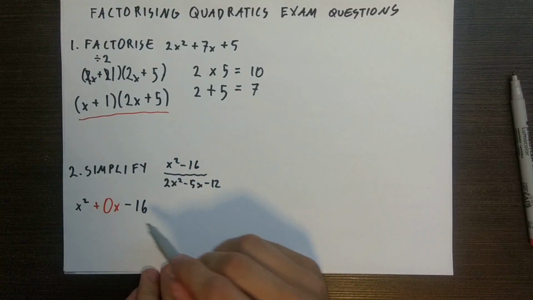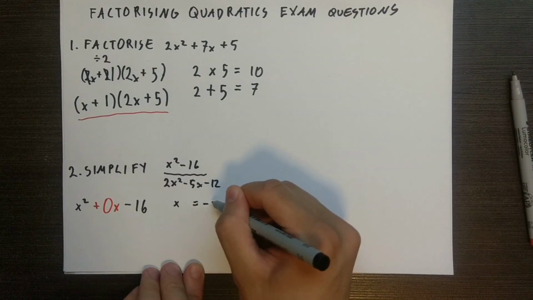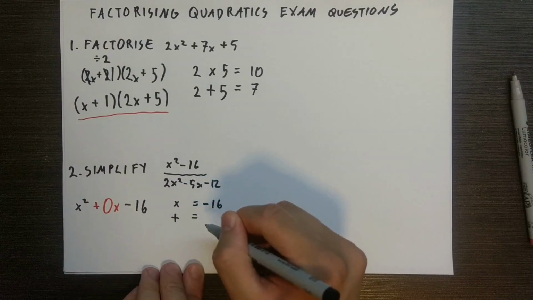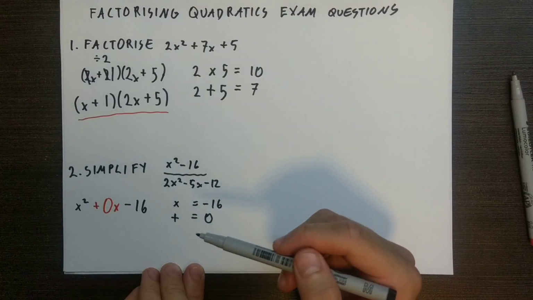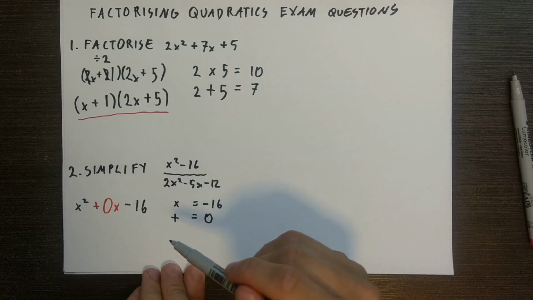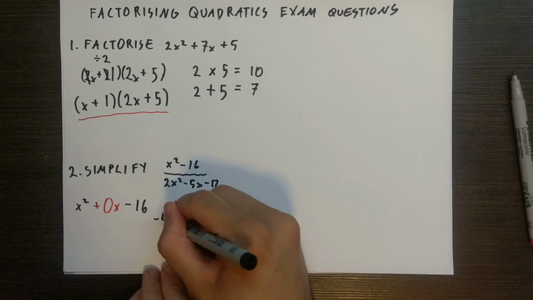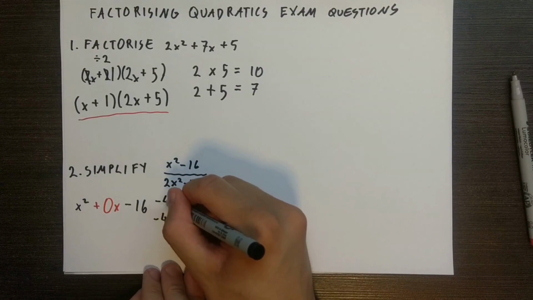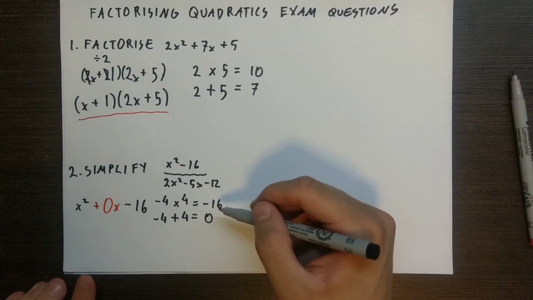So now we just need to find a pair of numbers that multiplies to give us negative 16, and adds to give us 0. Now, in order to get 0, we need to add the same number but a positive and a negative. So what number will work here? Well, 4 will work here. If we add negative 4 to positive 4, that will give us 0. And if we multiply negative 4 times positive 4, that will give us minus 16. So this is exactly what we've been looking for.